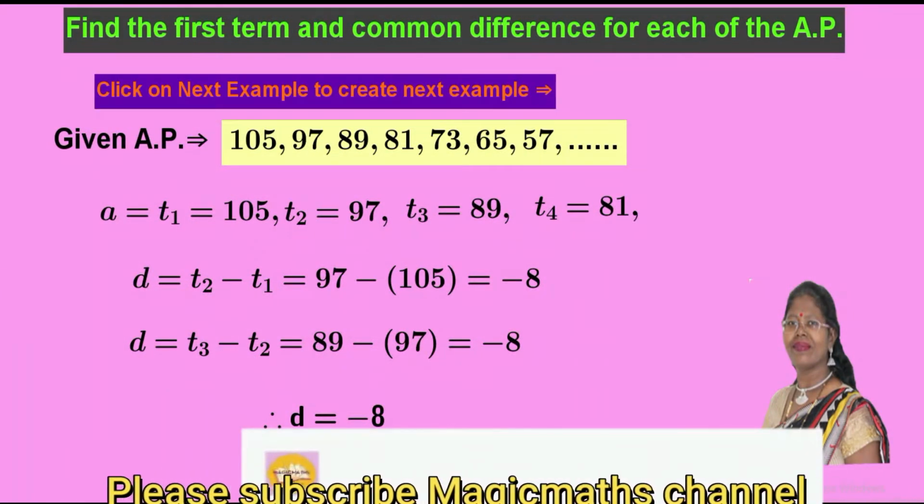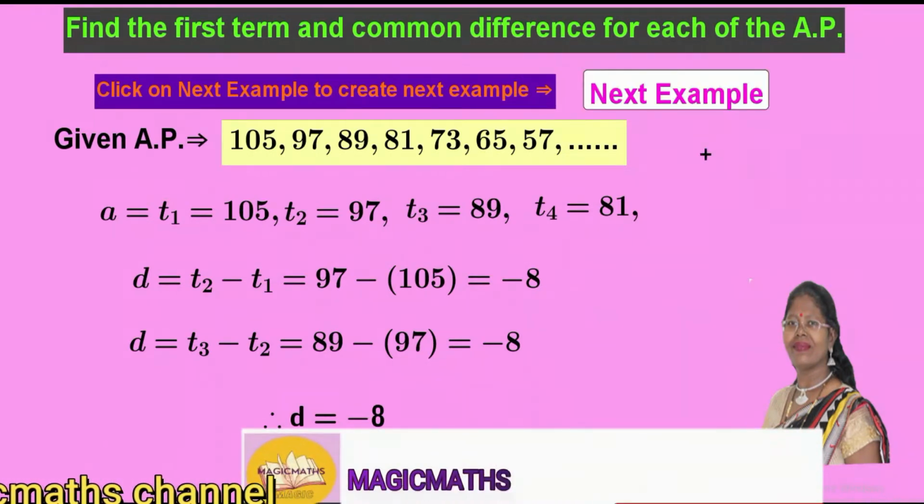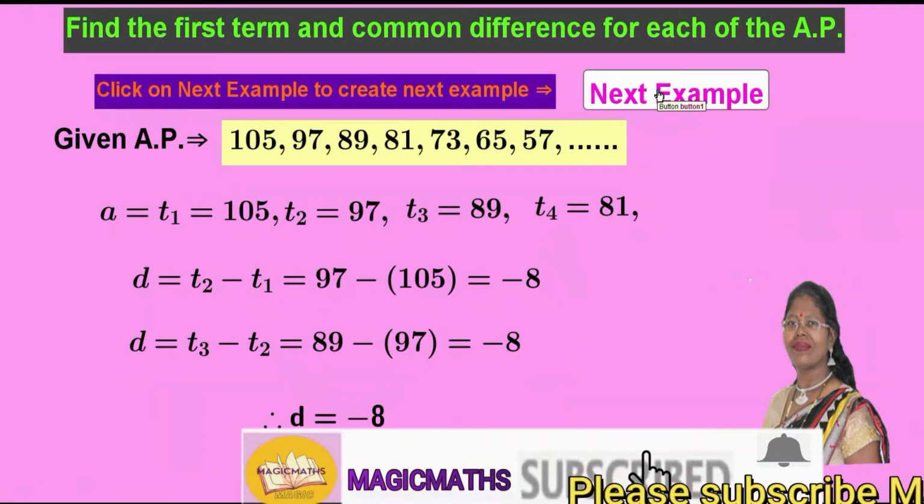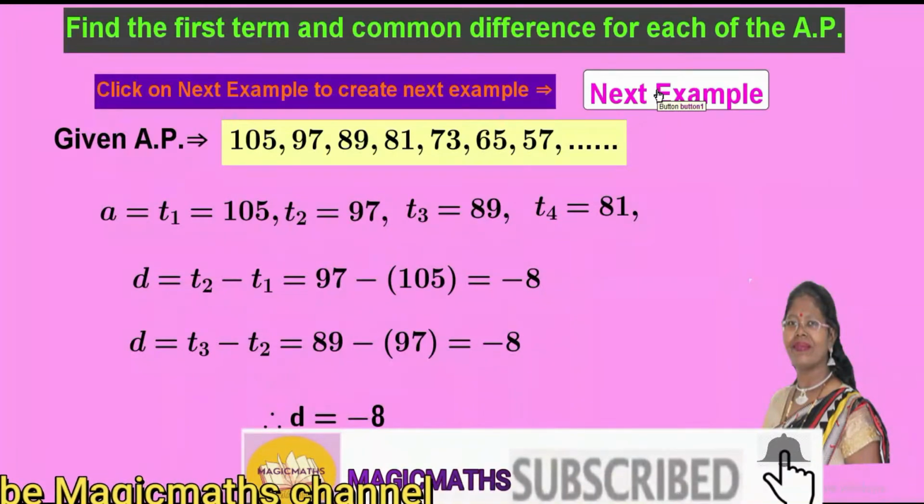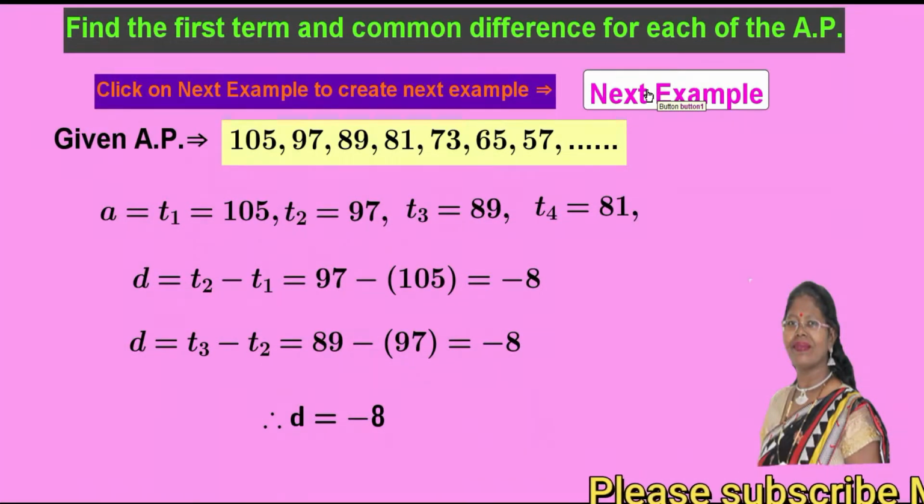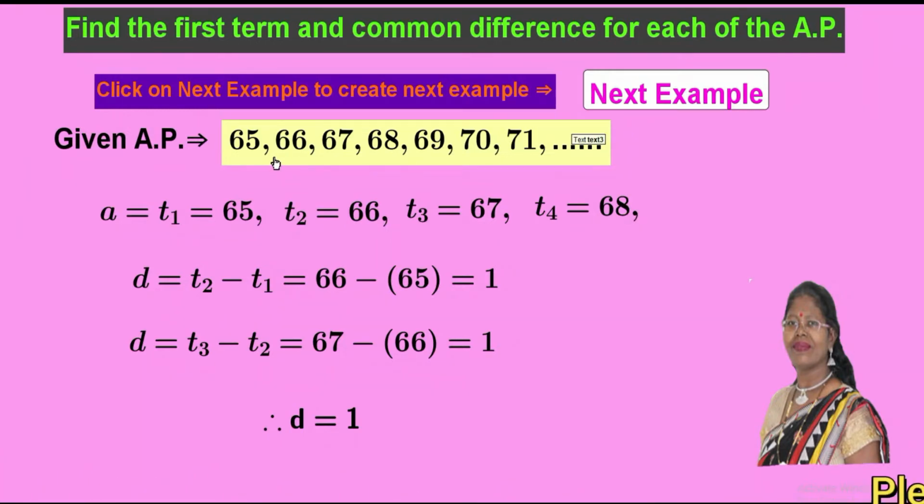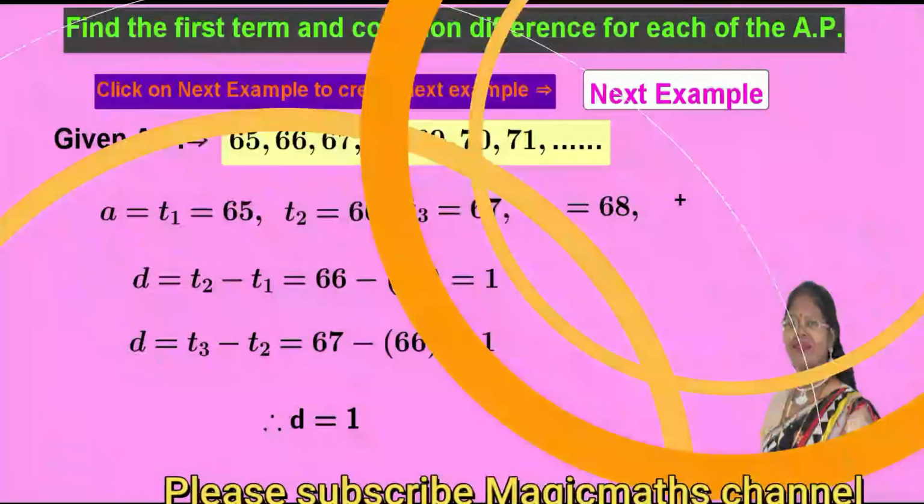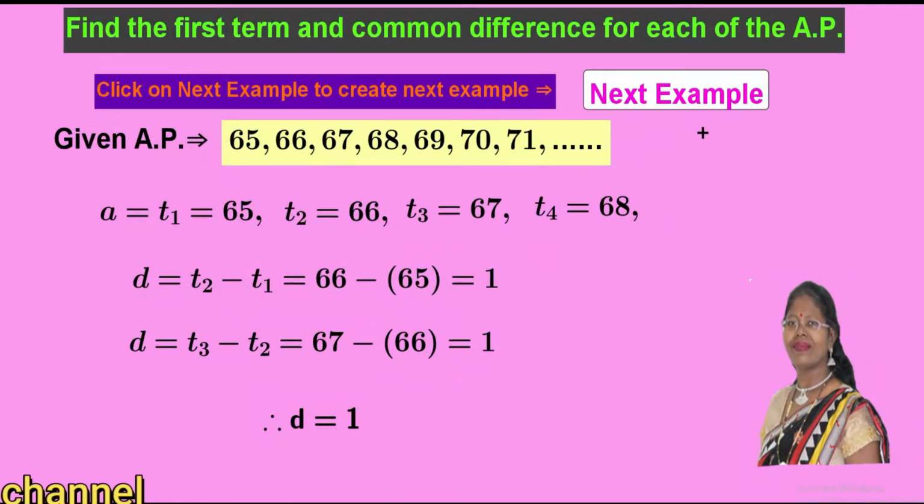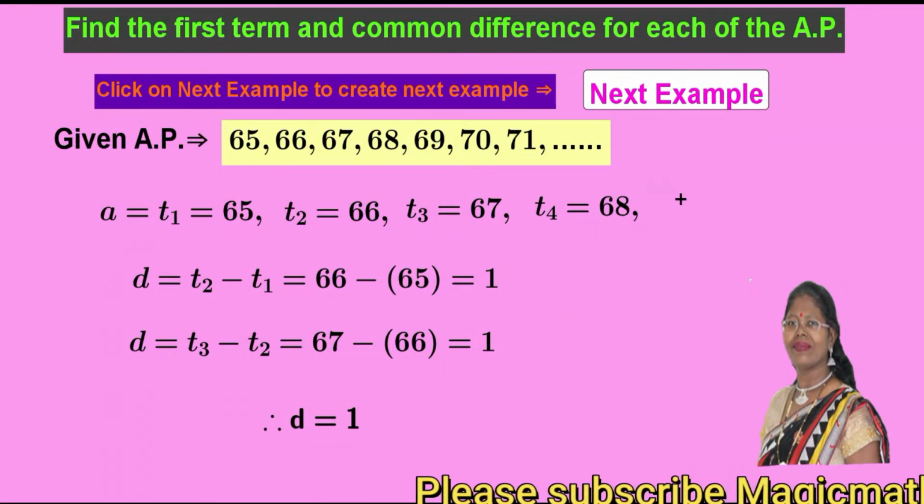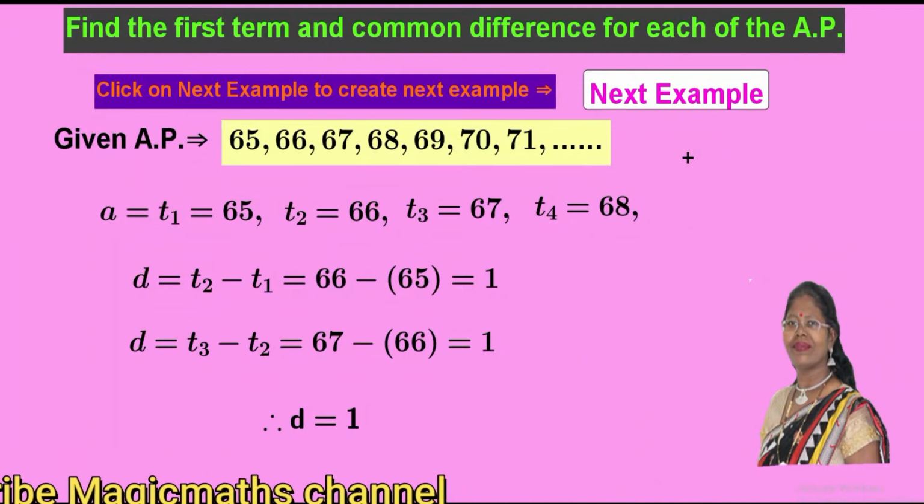Here we created a next example button. With the help of this next example button, we can create many examples to practice. Let's see. I click on the next example button. We will get the next given AP. With the help of this example button, we can practice. The link is given in the description box. So go to the description box and click on the link.